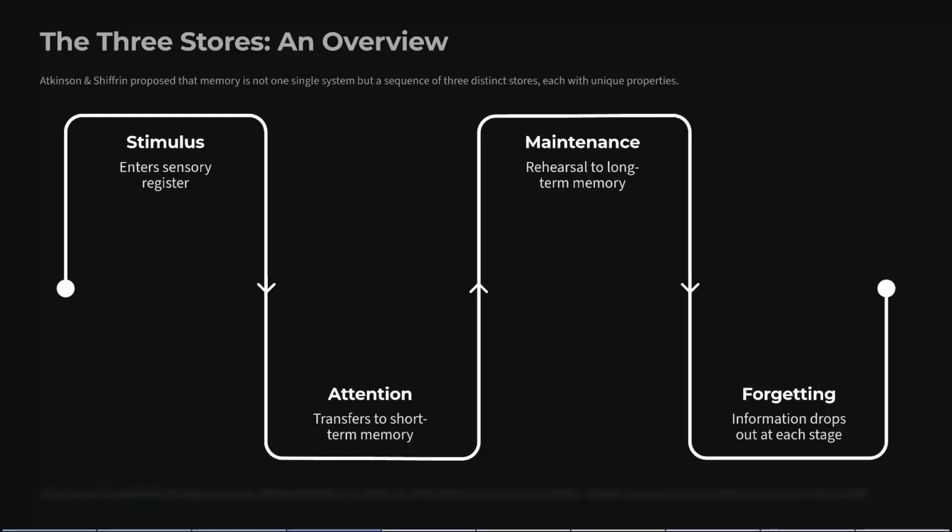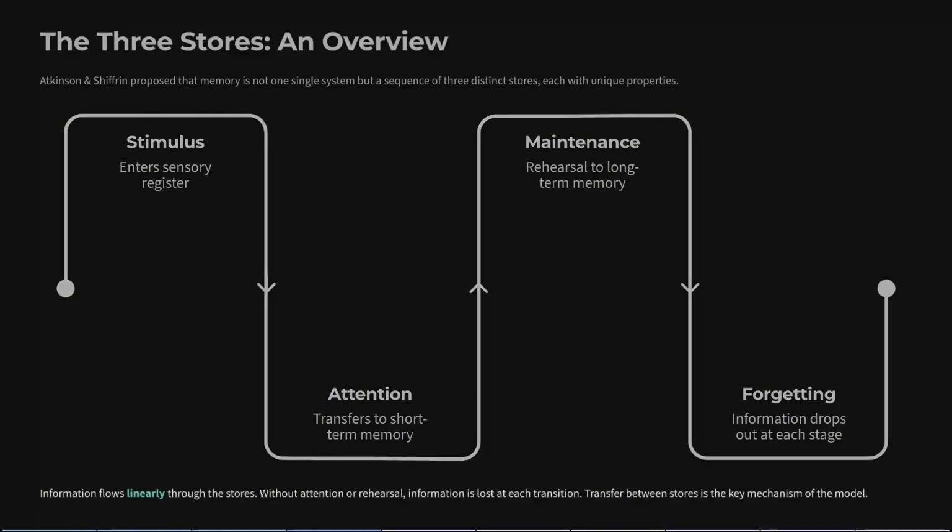And here's the critical additional point that we can see here: forgetting. It happens at every transition. Information that is not attended to is lost from the sensory register within milliseconds. Information that is not rehearsed is lost from your short-term memory within about 30 seconds. And the model explains forgetting as a failure of transfer between the stores.